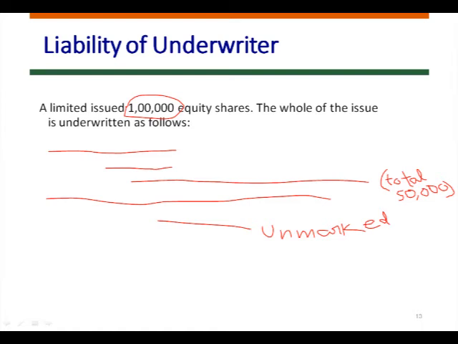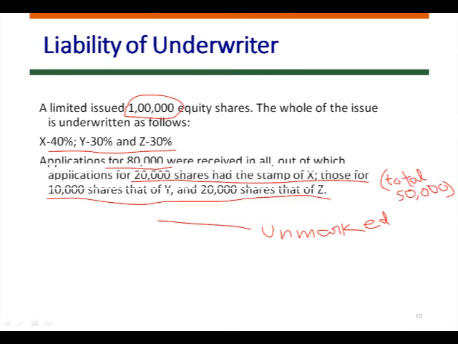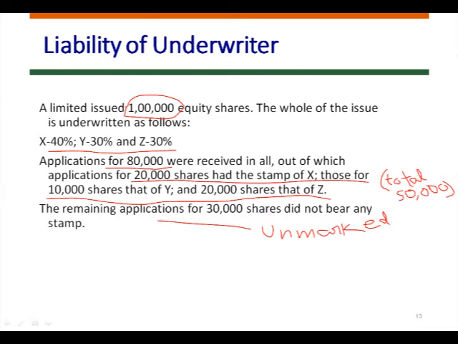For example, this is a company, A Limited, which has issued 1 lakh equity shares. The whole of the issue is underwritten as follows: X 40%, Y 30%, and Z 30%. Further, applications for 80,000 shares were received in all, out of which applications for 20,000 shares had the stamp of X, those for 10,000 shares that of Y, and 20,000 shares that of Z. The remaining applications for 30,000 shares did not bear any stamp.